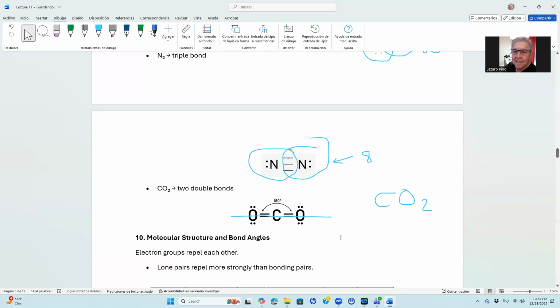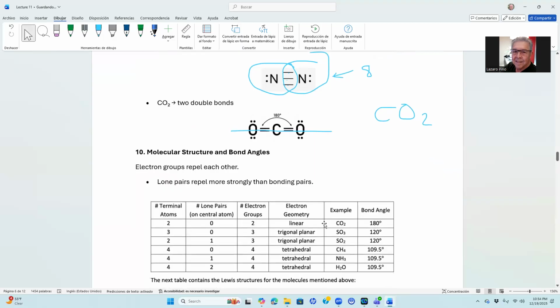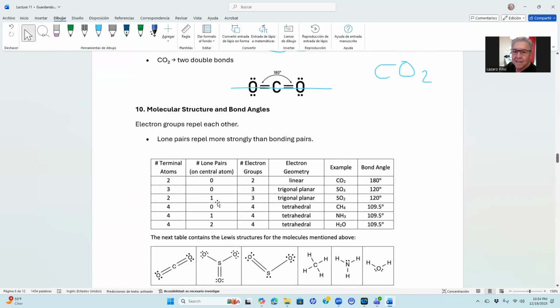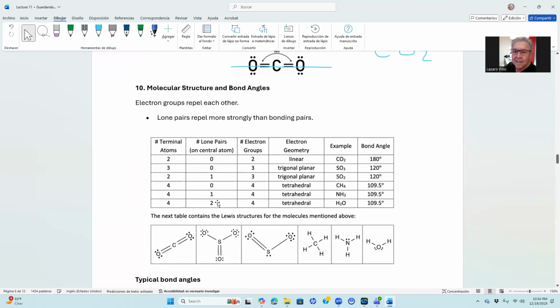Let's go. Now let's see the repulsion between pairs of electrons, and one theory that explains how to lower the repulsion between the electron pairs.